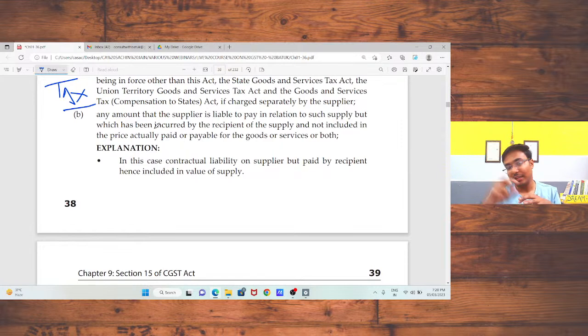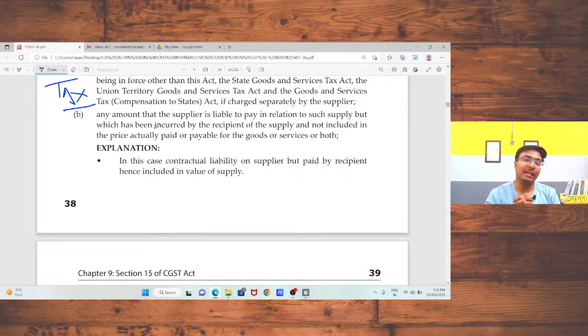That means if the transaction value is 20,000 rupees and the freight amount is 500 rupees, which was paid by the recipient, but the liability is on the supplier, in that case the same should be added for calculating the value of supply. That means the value is 20,500, and now you need to add CGST, SGST, IGST on that transaction value. That will be treated as your value of supply.